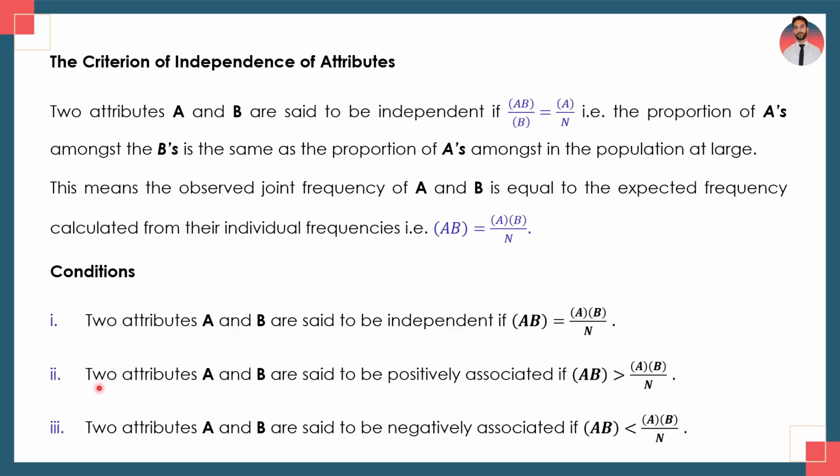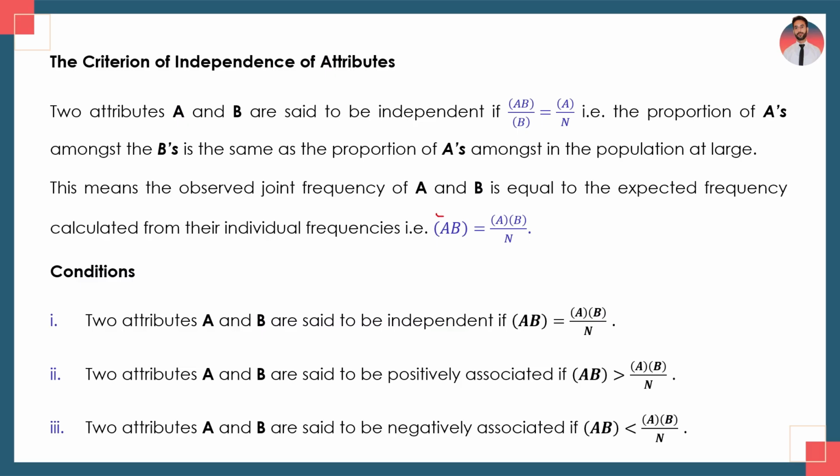Second condition is that two attributes A and B are said to be positively associated. तो left side पे joint की frequency जो है वो greater होगी expected से. It means that both attributes are positively associated. And the third condition is that two attributes A and B are said to be negatively associated. So if joint frequency is less than the expected one, तो आपके पास यहाँ पे दोनों attributes जो हैं वो negatively associated होंगे. तो आपने स्टूडेंट्स ये कंडीशन जो है इसको लर्न करना है.